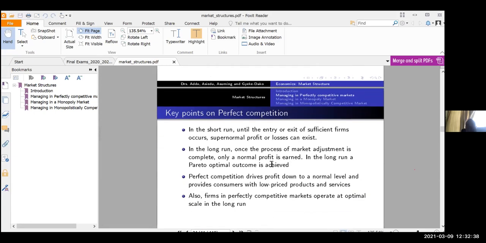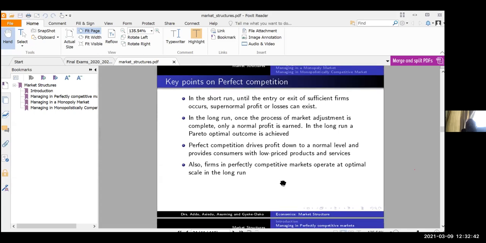Also, firms in perfectly competitive markets operate at optimal scale in the long run. So you have to do the best for your company. Take the sachet water example: a producer can say, I'm producing 5,000 bags a week, and that is what is optimal for me, given the demand in the market, my resources, the input price and the output price. My optimum in the long run is 5,000 bags a week. If I go beyond it, the cost will rise because nobody will buy it and the price will increase. So this is the idea.